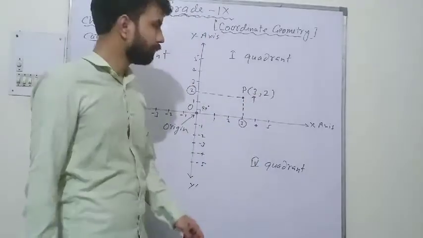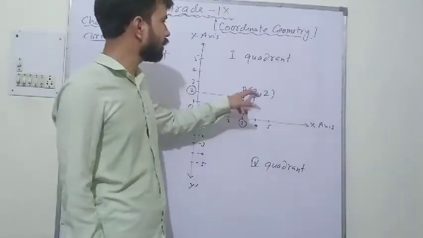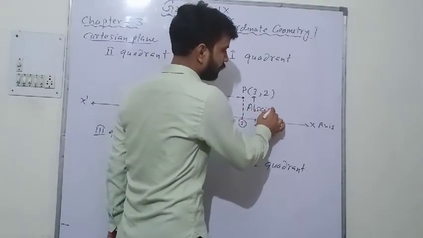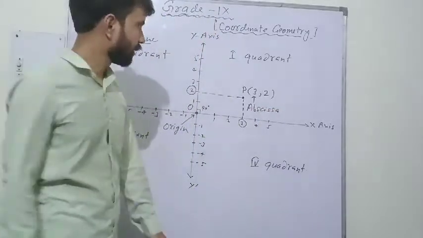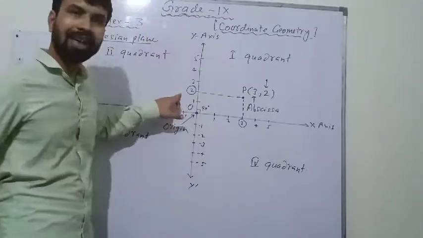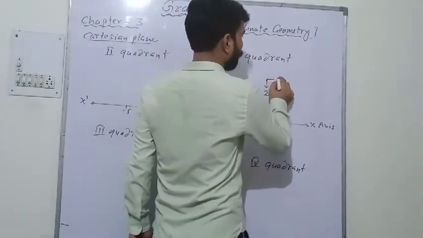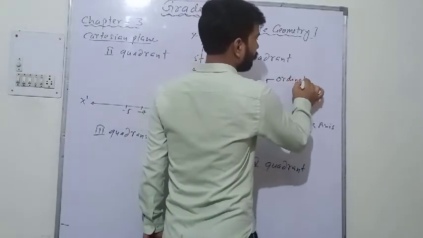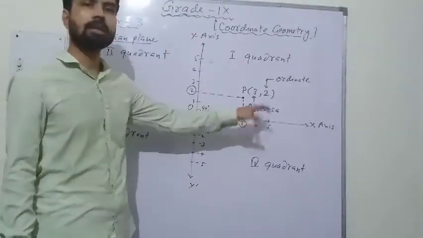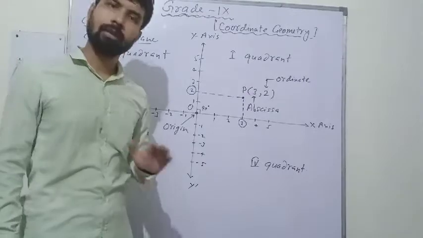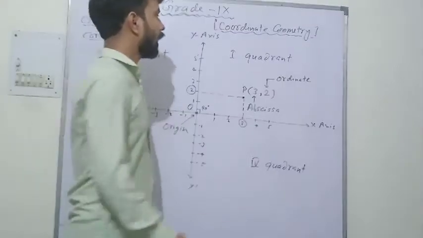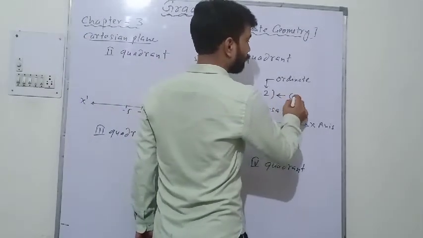Now see, the x point, the point which lies on the x-axis, the very first point, is known as the abscissa. And the second point, which is on the y-axis, is known as the ordinate. Ordinate is the point on the y-axis, abscissa is the point on the x-axis. Understood? Okay. Now abscissa and ordinate together are known as coordinates.